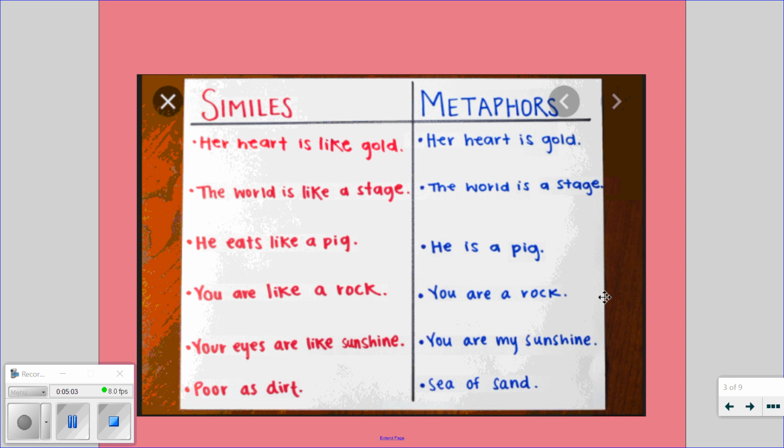You could describe your mom that way. You are a rock for our family. You take good care of us. You're always there. You're always stable and safe for us.